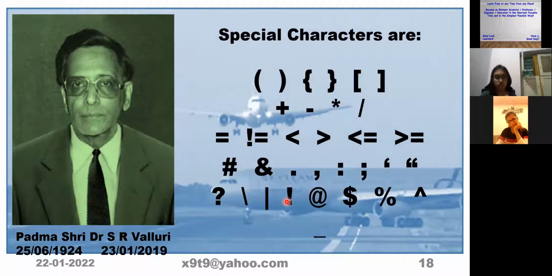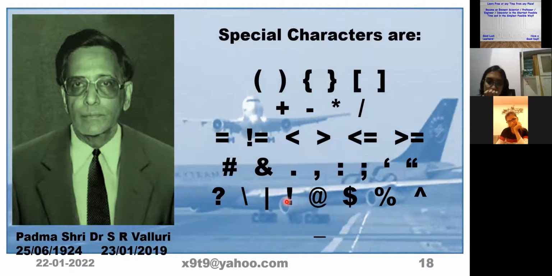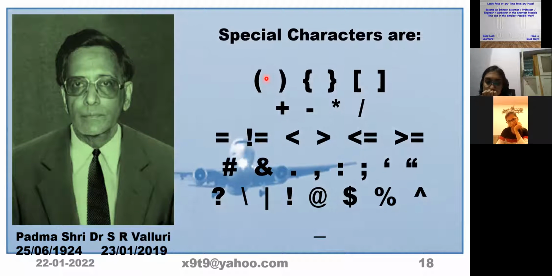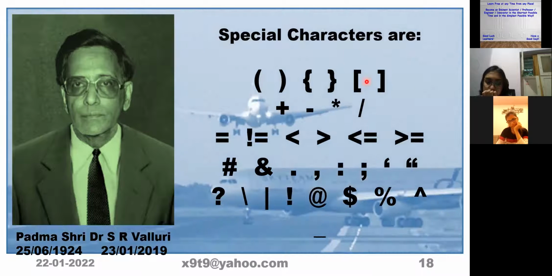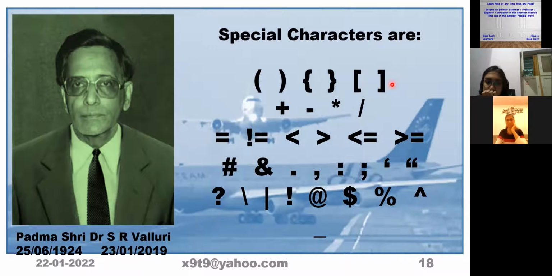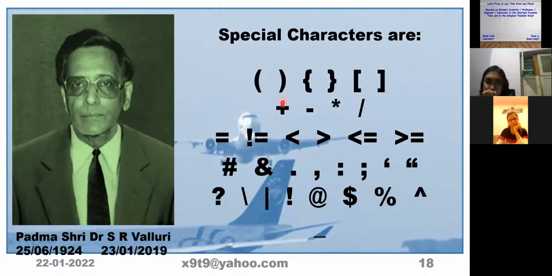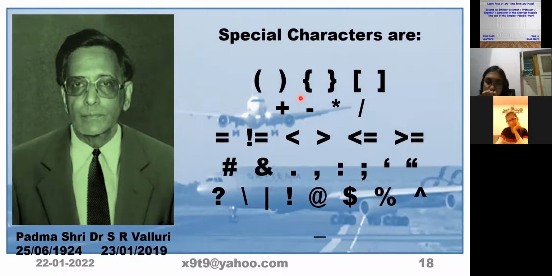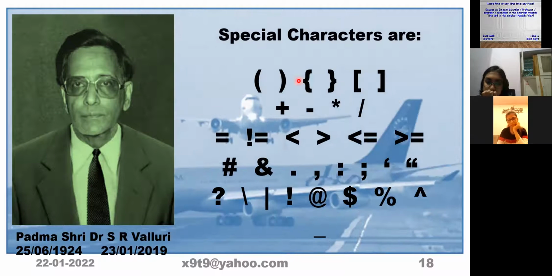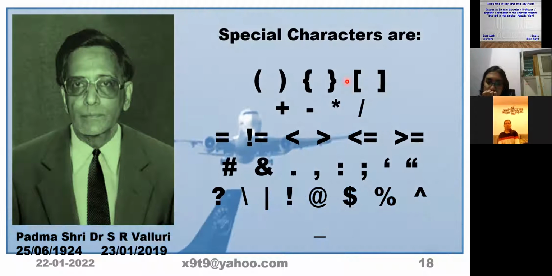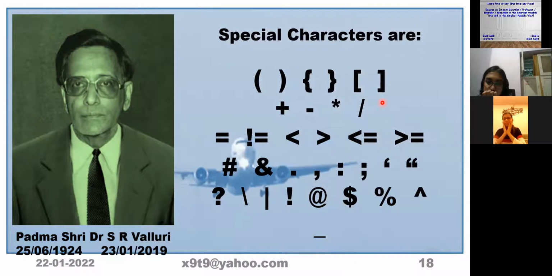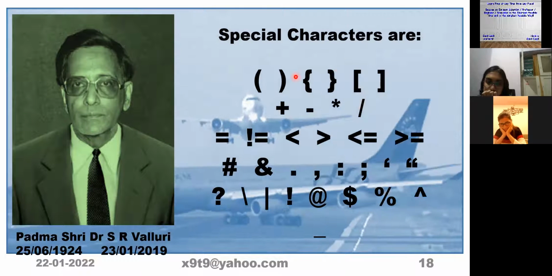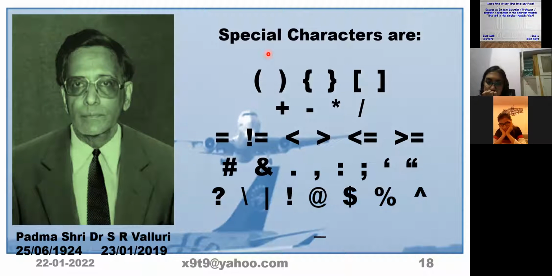Now, special characters are the other keys that are available on the keyboard. Here we have 3 pairs of brackets. These are called parentheses, these are called braces, and this is called brackets. So they call this a rectangular bracket, this a flower bracket, and this a simple bracket.